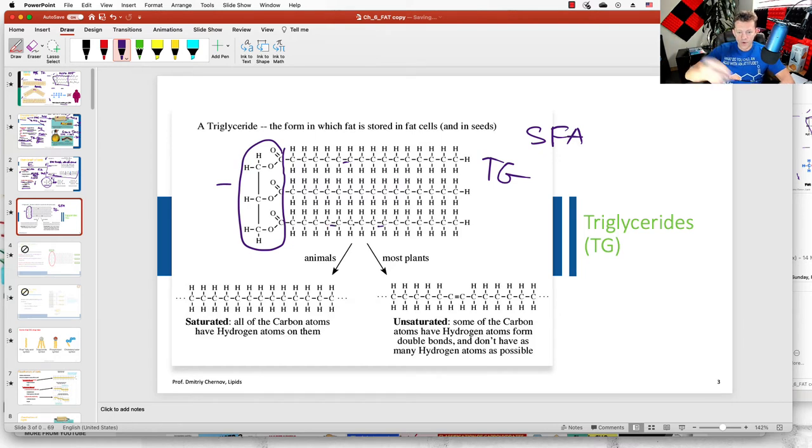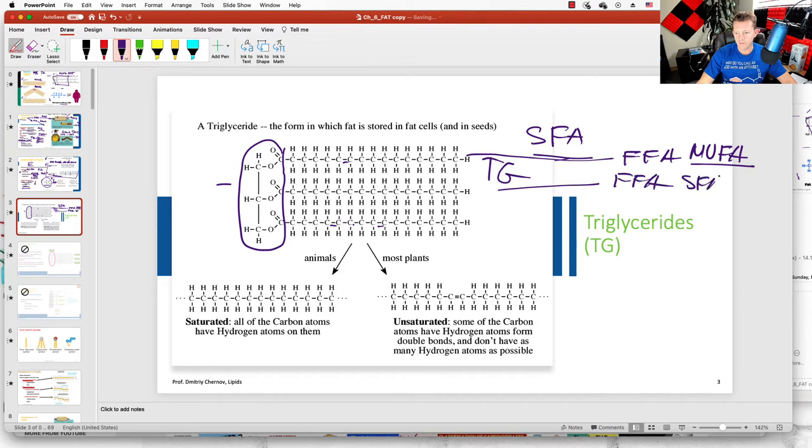Just because they will be ripped apart through digestion, this will become this one. This will become a free fatty acid. It has a double bond, so this one would be a monounsaturated fatty acid. You can call it MUFA. This one would be a free fatty acid, but it is a saturated fatty acid because there are no double bonds. And this one could also be a free fatty acid, and just because there are 2 double bonds, we can call it a polyunsaturated fatty acid, and we call it PUFA.